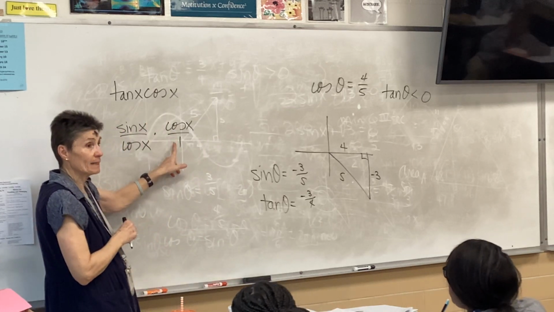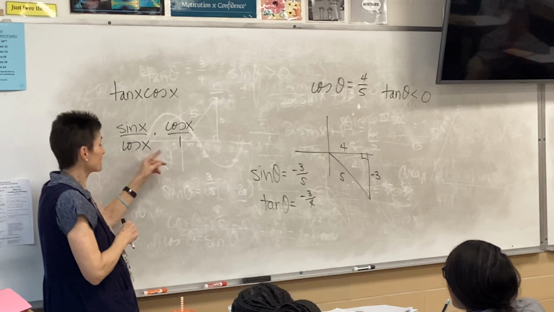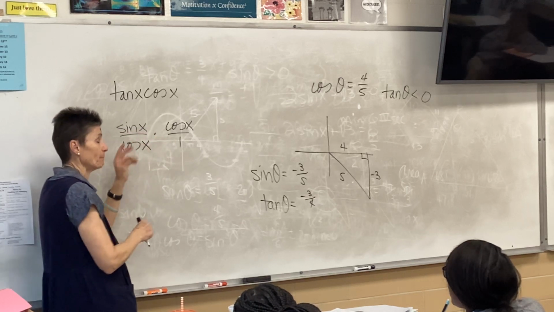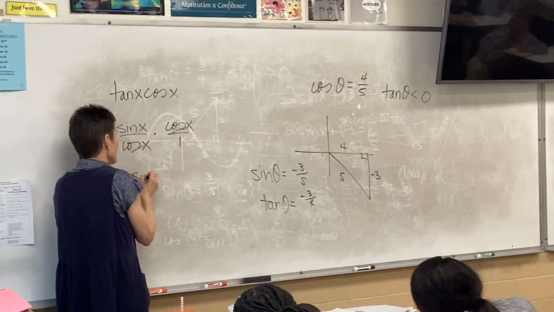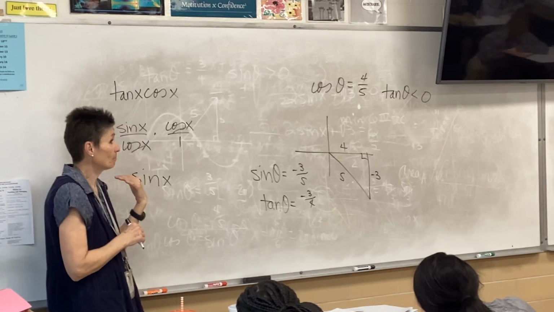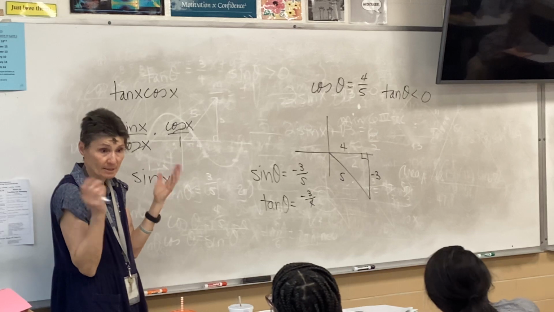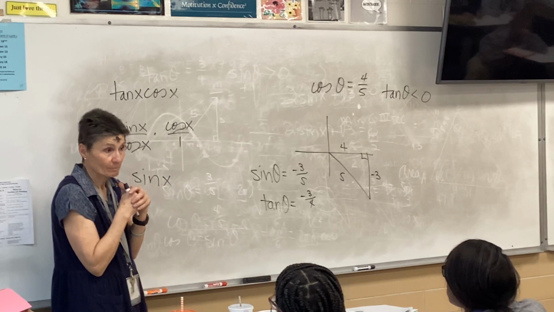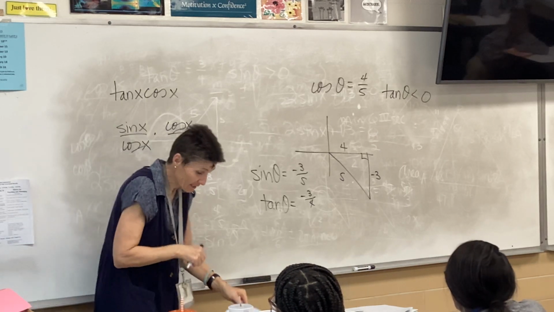Is that okay with everybody? And what's going to happen? This is a multiplication problem. So what's going to happen? They're going to cancel. Your job was to simplify. This simplifies down to just sine. Okay? Look at the next one.